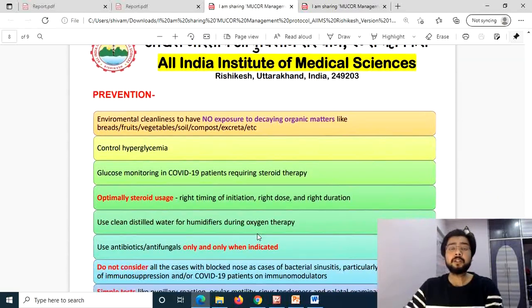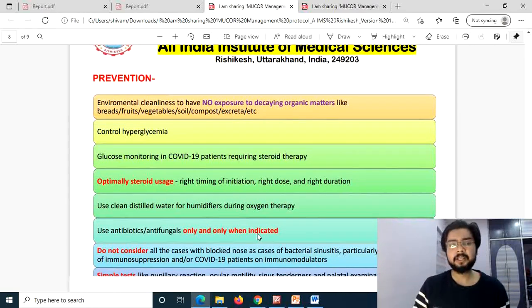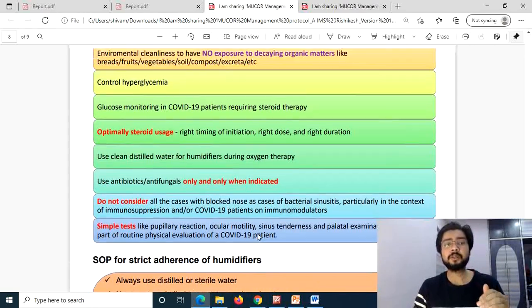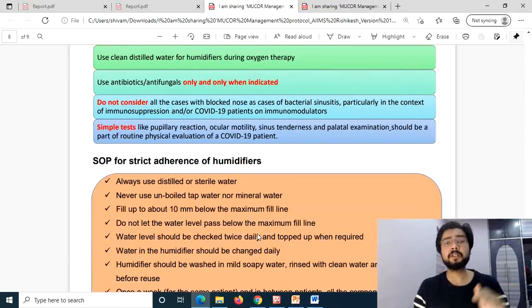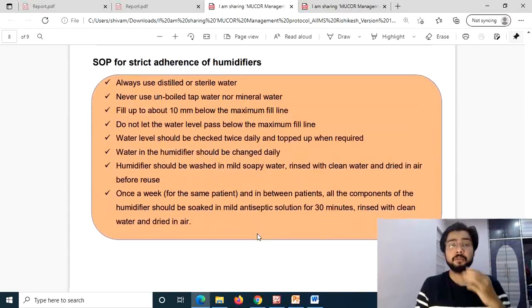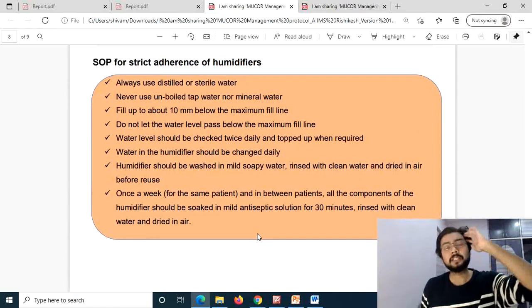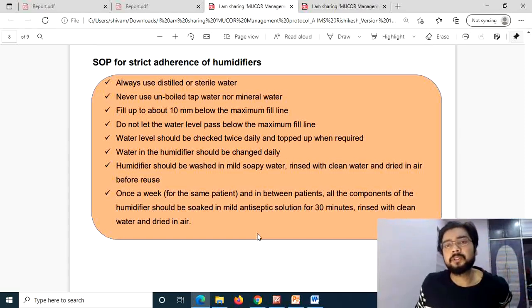Right now, these were the most important things that you have known by this time. Only some few normal and generalized things that are left are how you are going to prevent and what is the SOP for the humidifier. So you will be hearing a lot of news that this mucor is not due to steroid. Why?